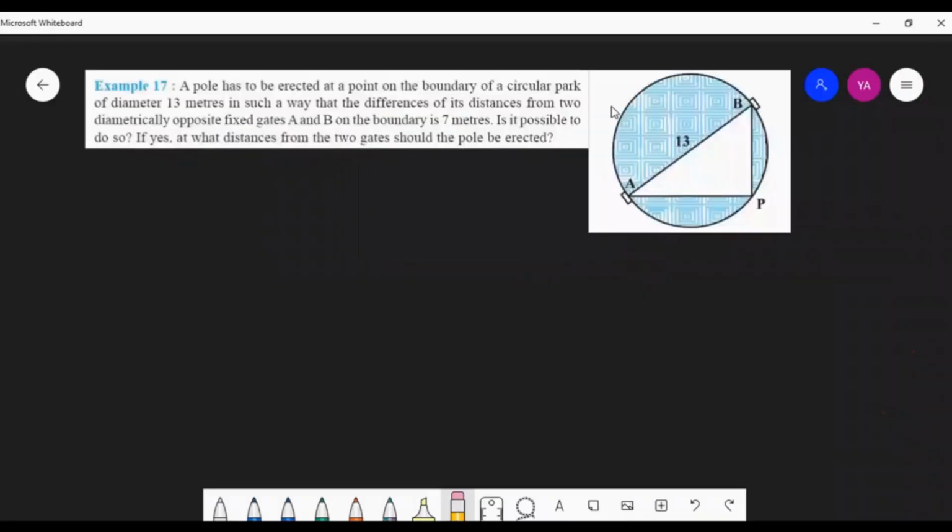I welcome all of you to another maths lesson. So today we'll continue the chapter quadratic equations. The question is like this. You simply read the question.